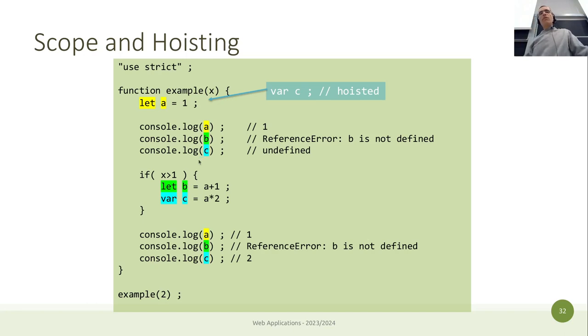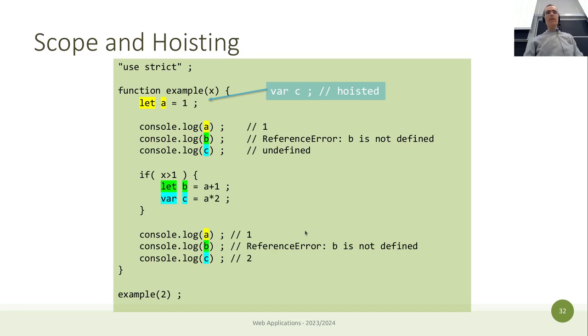So this is not an error, so this works. And then, if x is greater than 1, b = a + 1, c = a * 2. Console.log(a, b, c): b is still not defined, because b is defined inside this smaller scope, the scope of the if, so the curly brackets. But c works before and works after.